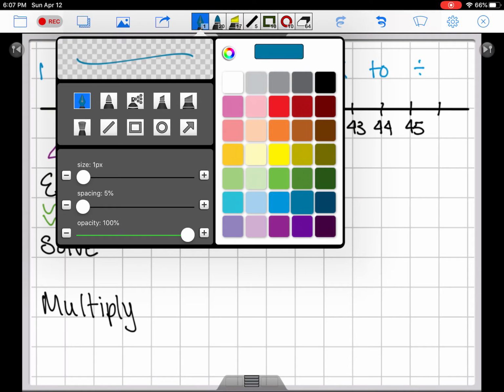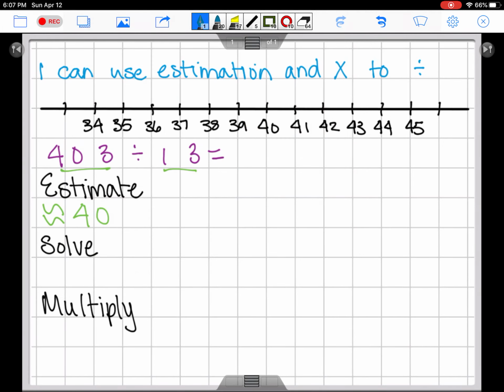Okay, team. Now we're going to move into our next step. We want to solve this problem for real. So we're going to write that in our little division house. 403 divided by 13. We know our answer is going to be about 40. So 13 right away, we know it cannot fit into 4 any times, but it can definitely fit into 40. Let's just check there. It says here that our first digit is going to be a 4 when we write this out in our division.